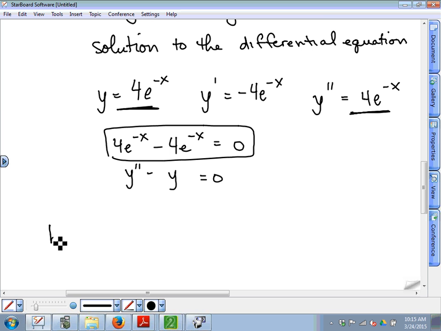Part B. What about y equals sine of x? Is that a solution to the same differential equation? Y double prime minus y. Try it on your paper. Oh wait, no, it isn't.